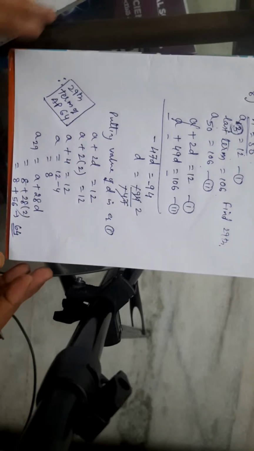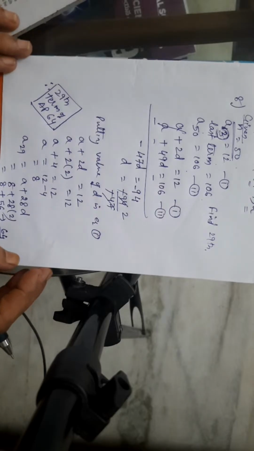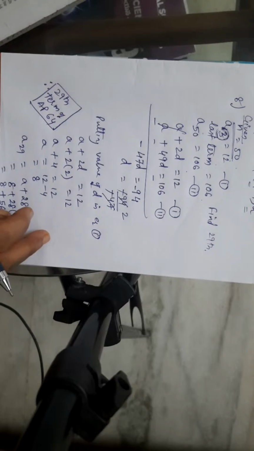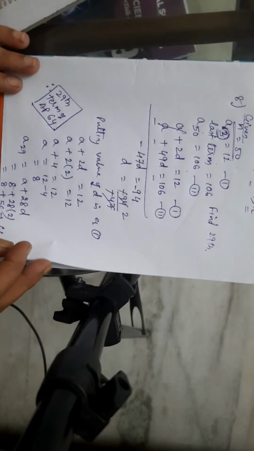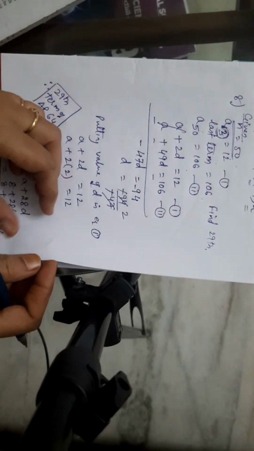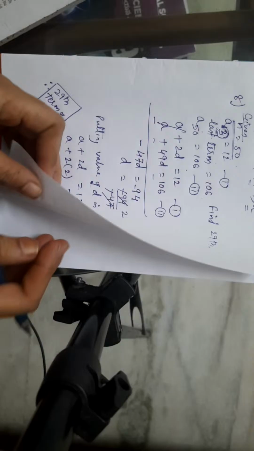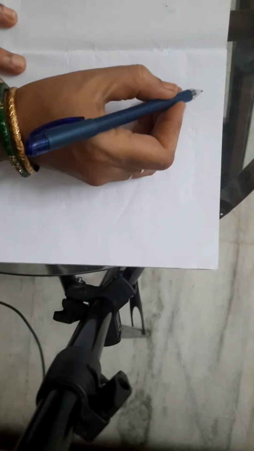Now let's move on to the next question. Here in the second question, it is given: if the third and ninth terms of an AP are 4 and minus 8, which term of the AP is 0? For this question, it is given if the third term. So let's start with the given part here.